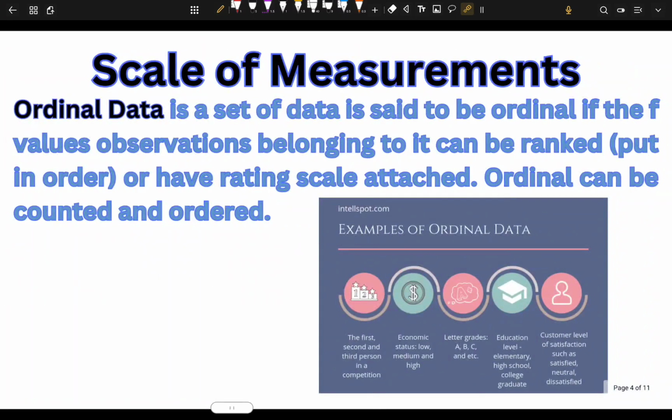Sunod natin is yung ating ordinal data. Ang ordinal data naman po, based here, it is a set of data said to be ordinal if the values, observations belonging to it can be ranked, put in order, or have rating scale attached. Ordinal can be counted and ordered. Ibig sabihin naman po dito, nabibilang natin yung ating mga data and nirarank po natin sila para makita natin yung pagbabago doon sa ating mga data.